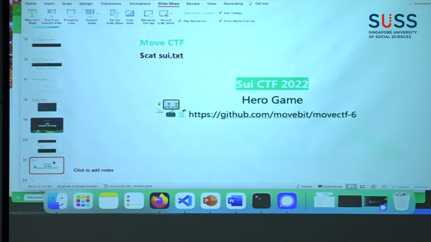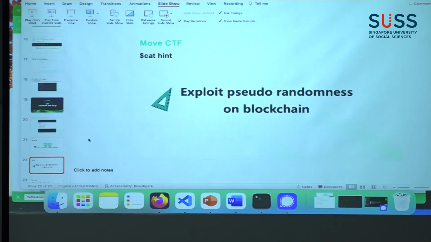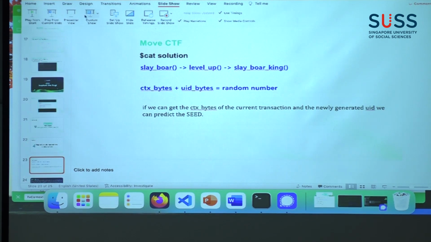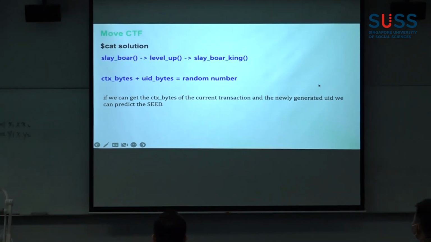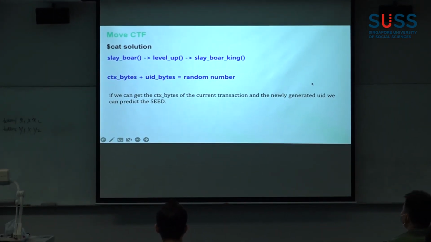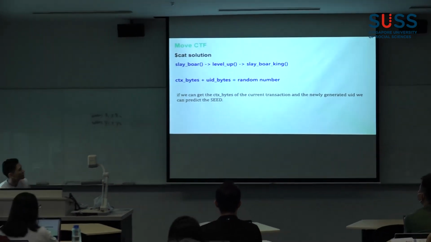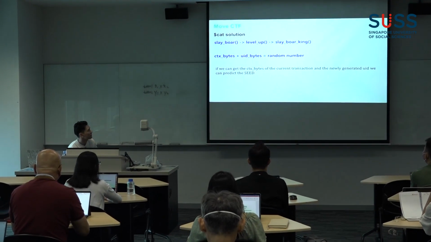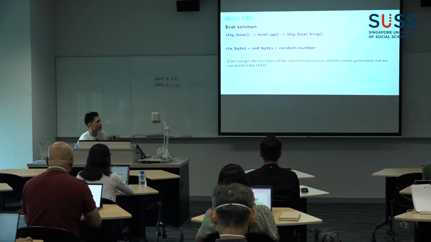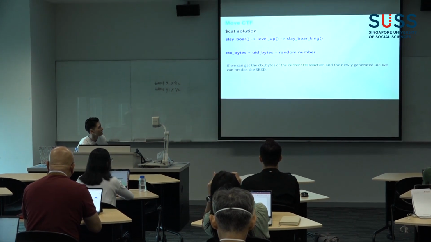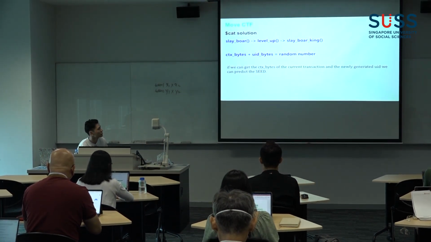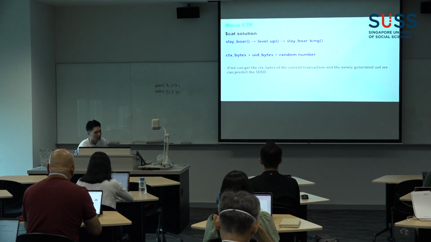So this is, I guess, the game plan. We will slay boars enough times to get ourselves leveled up, then we will slay the boar king. That's the basic game plan. But in terms of predicting randomness, CTX bytes is relatively easy, but for UID bytes we need some manipulation. After we get these two values, we can generate the random number, and we can always win.